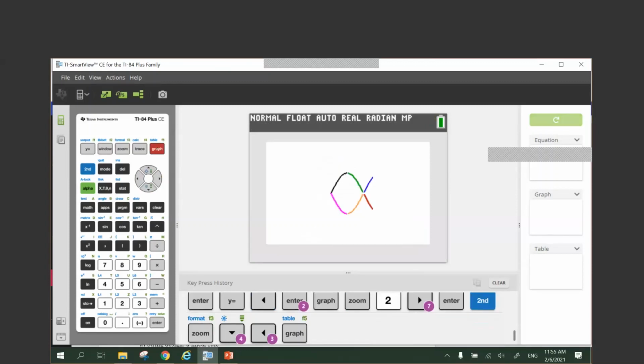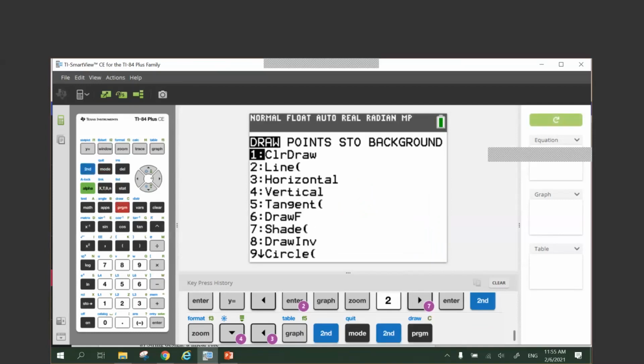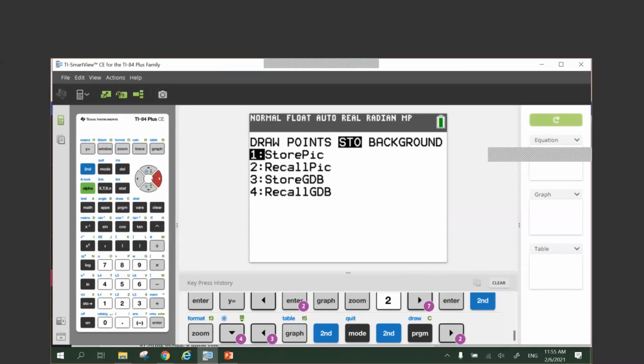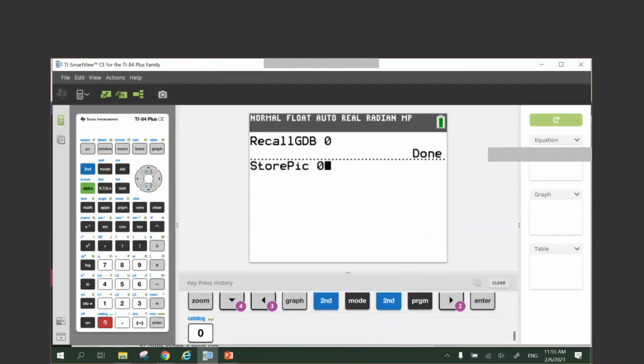Okay, so in this case, I would like to save this. Okay, so second, I like to save this. So how to save? You will use second draw very often. Okay, so to store and save is the same. Store and recall is the same. So I would like to store picture. Okay, so I would like to store under picture 0.